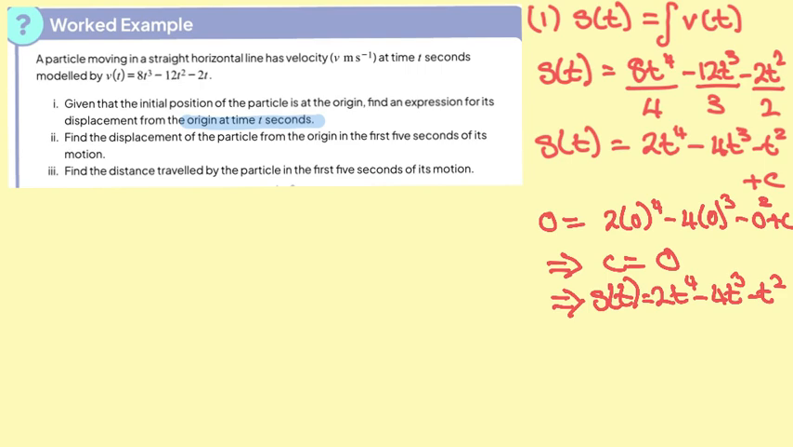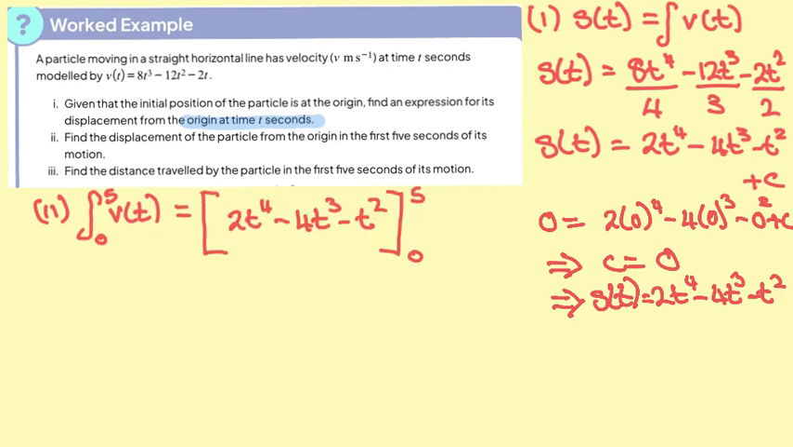Part 2. Find the displacement of the particle from the origin in the first 5 seconds of its motion. Therefore, we need to find the integral of v(t) between 0 and 5, which is equal to 2t to the power of 4 minus 4t cubed minus t squared between 0 and 5, which can be solved using a GDC, which gives us 725 meters.